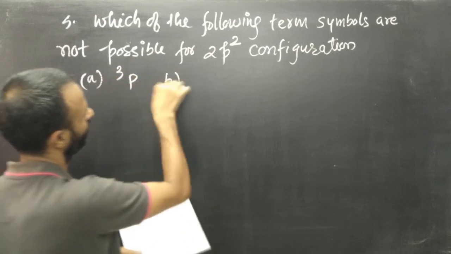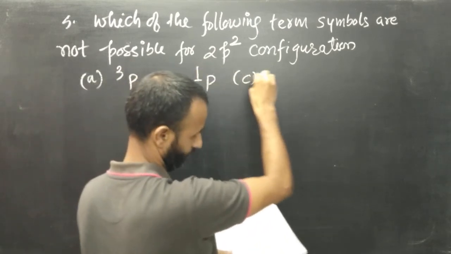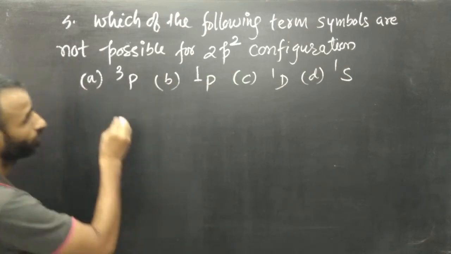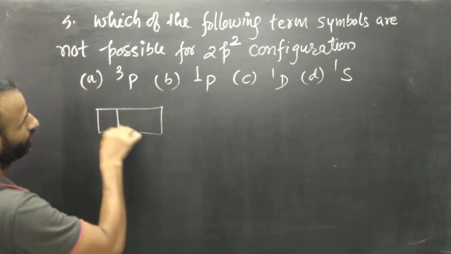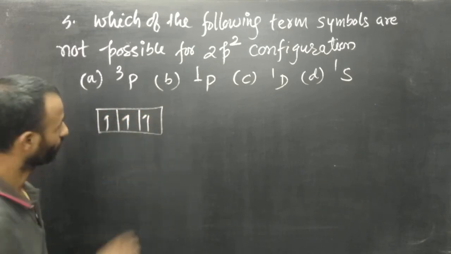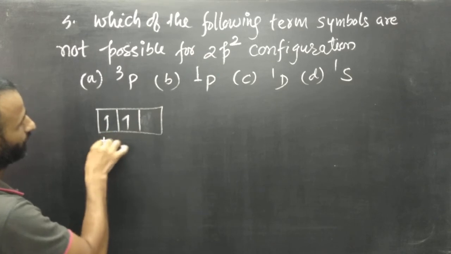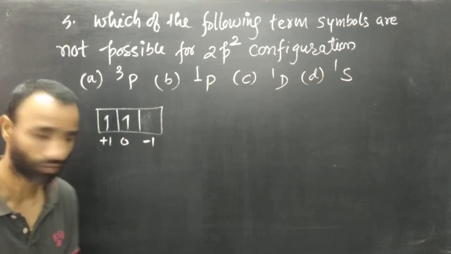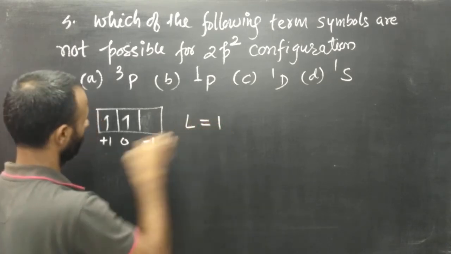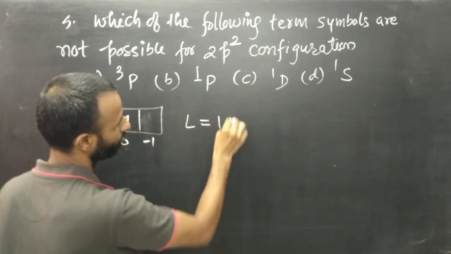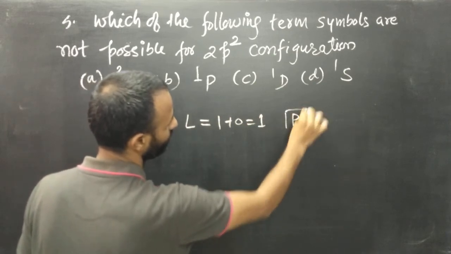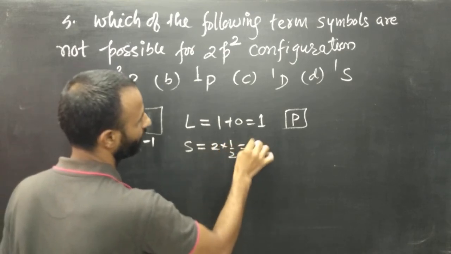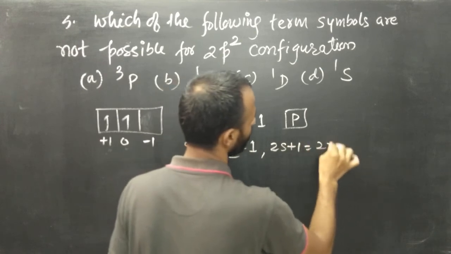It is either 3P, 1P, 1D and 1S. Now it is 2p2, so obviously it should be like this: plus 1, 0, minus 1. First of all, we should write the ground state configuration. For that, the L value comes out to be 1 into 1 plus 1 into 0, which means 1. L value is 1, so P term. The S value is plus half into 2, which means 1. So 2S plus 1 is 2 into 1 plus 1, which means 3.